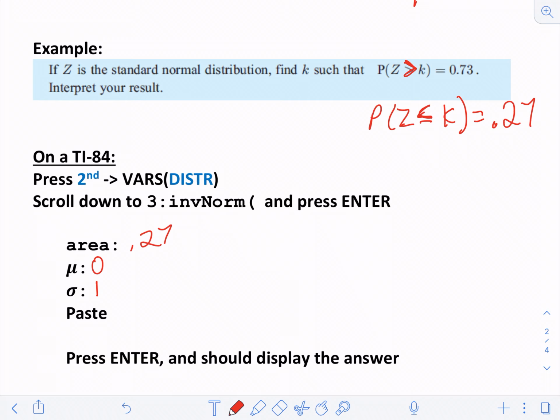So now I'm going to put in 0.27 in my calculator with a mean of 0 and a standard deviation of 1, again, because I'm dealing with the standard normal distribution, or a z-score in this case, and I press enter, and I get that k is approximately equal to negative 0.613, rounding to the nearest thousandth there.